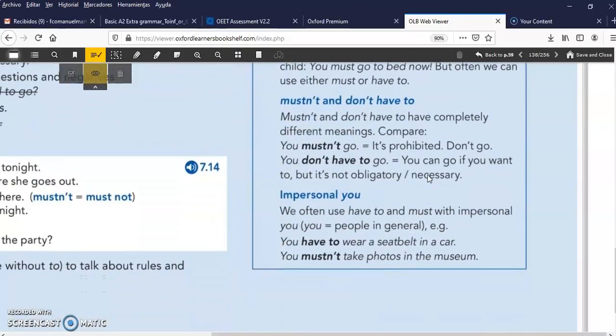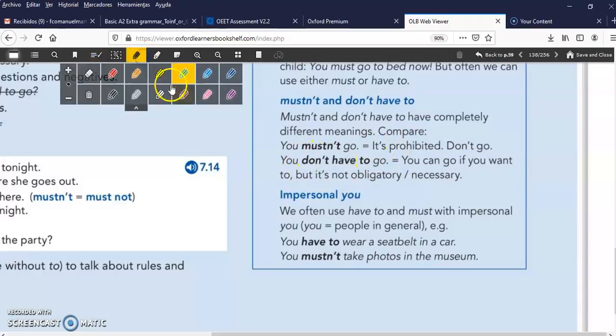Y luego, mustn't and don't have to. Hemos dicho que mustn't means it's prohibited. Lo veis aquí, ¿eh? You mustn't go. It's prohibited. Está prohibido. Y si yo digo, you don't have to go, o sea, you can go if you want, but it's not obligatory or necessary.